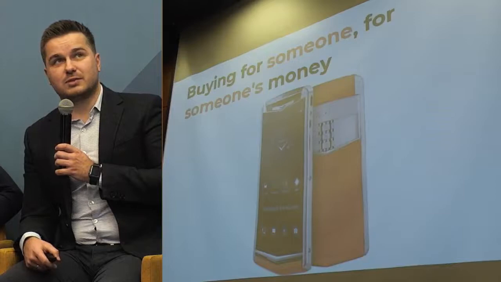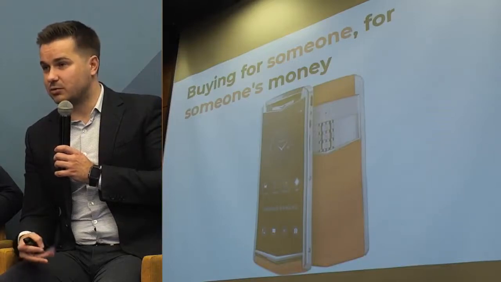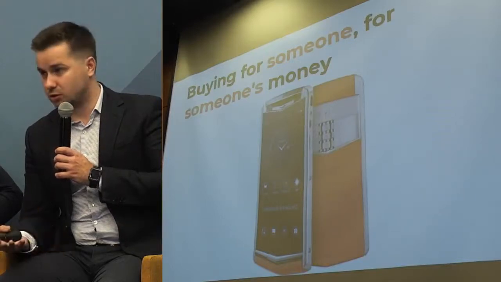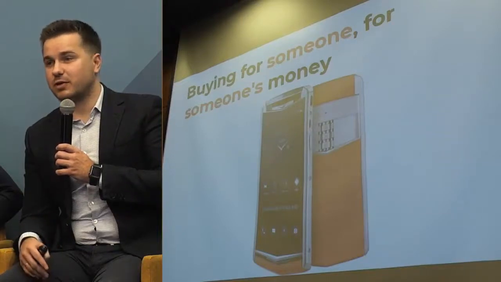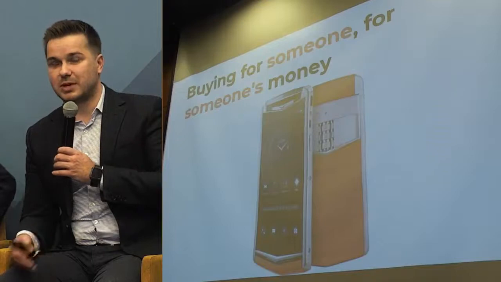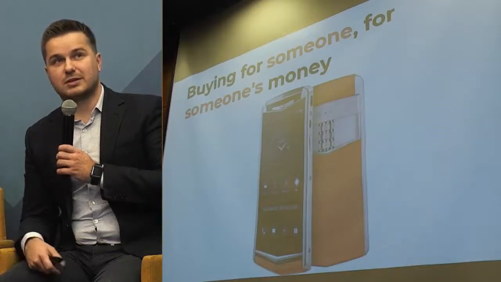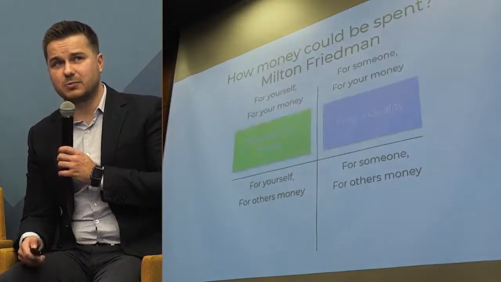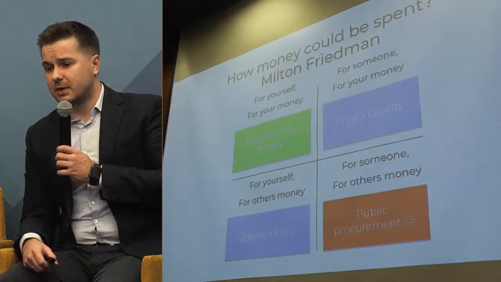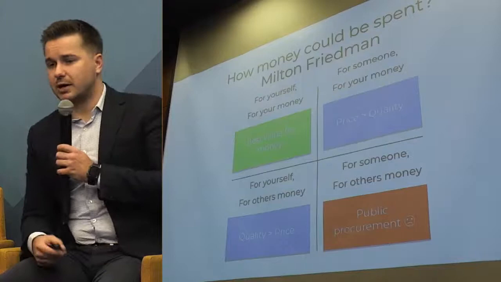And if you're buying with someone else's money, you usually don't care about quality or price. It often happens when you buy something expensive and useless, like this Vertu phone. So yes, it's public procurement, and it is the first problem I want to highlight.